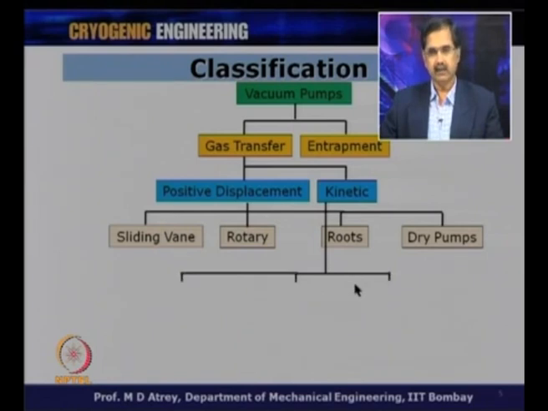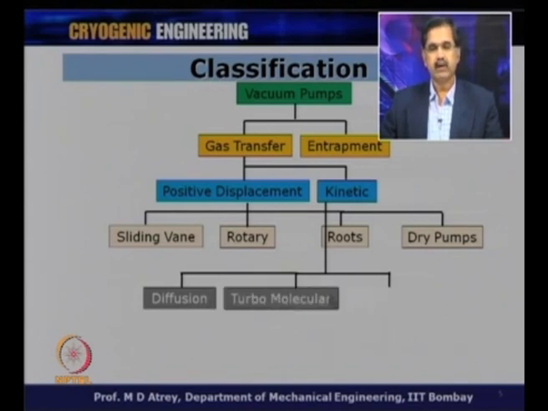Now, under kinetic kind of vacuum pumps, as I just told you, the velocity is important, therefore momentum is transferred from molecule to molecule. Most of the time kinetic vacuum pumps are used for molecular levels. In this category we have the diffusion pump, the turbomolecular pump, and the fluid entrainment pump. So, there are 3 different types, of which we will talk about diffusion and turbomolecular pumps in detail to understand how they function.